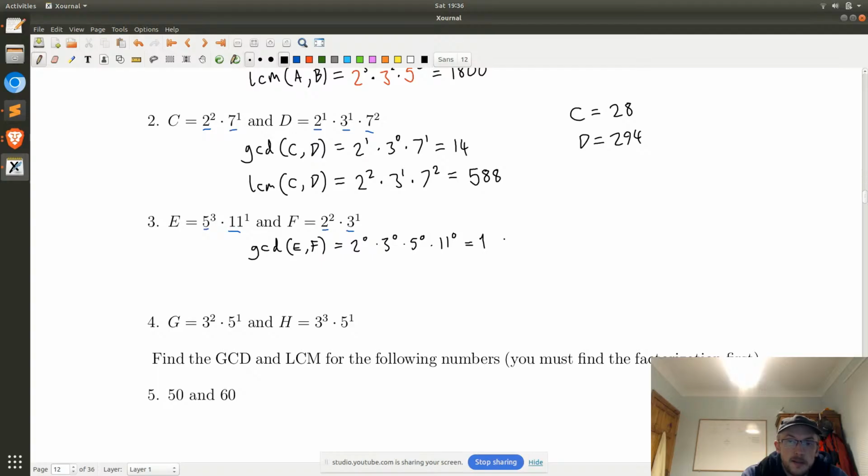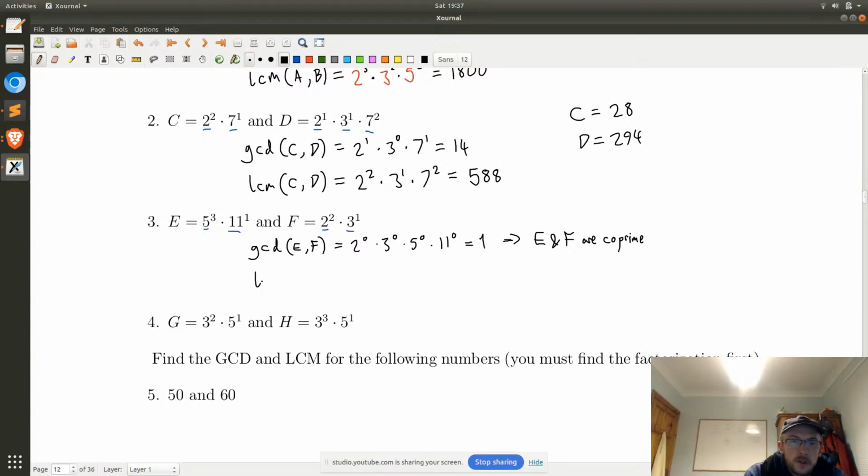And that means that E and F are coprime. They look at each other and they think, oh, you look like a prime number to me. Oh, yeah, well, you look like a prime number to me. Of course, they're not really prime numbers, but they look like primes to each other. They have no common divisors at all except for 1.